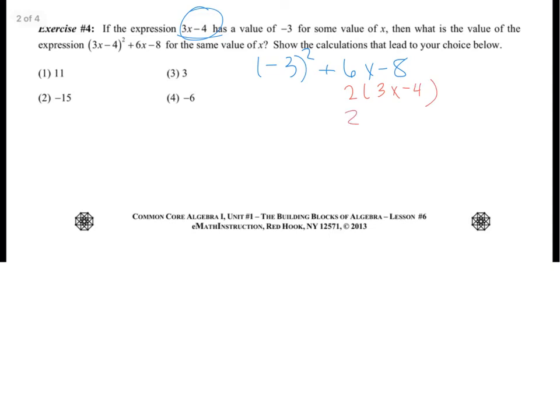And I know that 3x minus 4 is negative 3. So I'm going to bring down my original negative 3 squared, and I'm going to add that. Negative 3 squared is positive 9. 2 times negative 3 is negative 6. So the answer is 3.